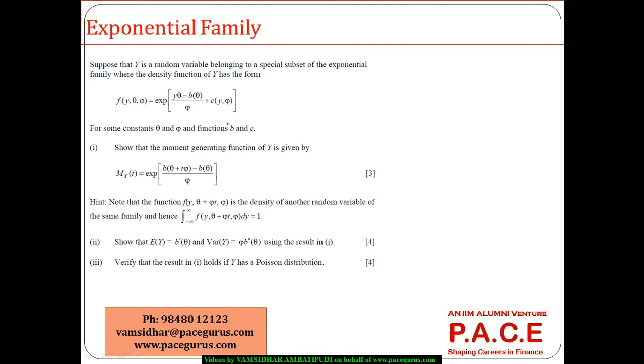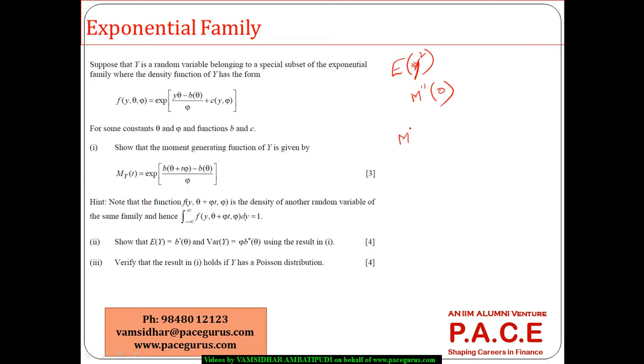Now similarly, I am asked to find the variance of y. So for that I will find the expected value of y squared. How do I find the expected value of y squared? I will take it as m double dash at 0. That will give me the expected value of y squared.